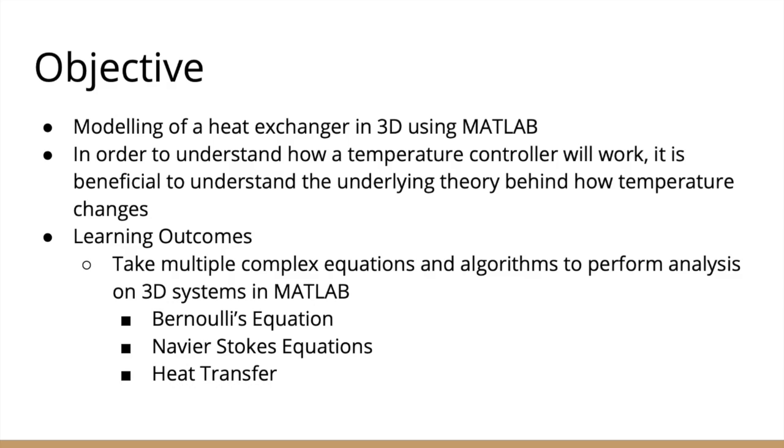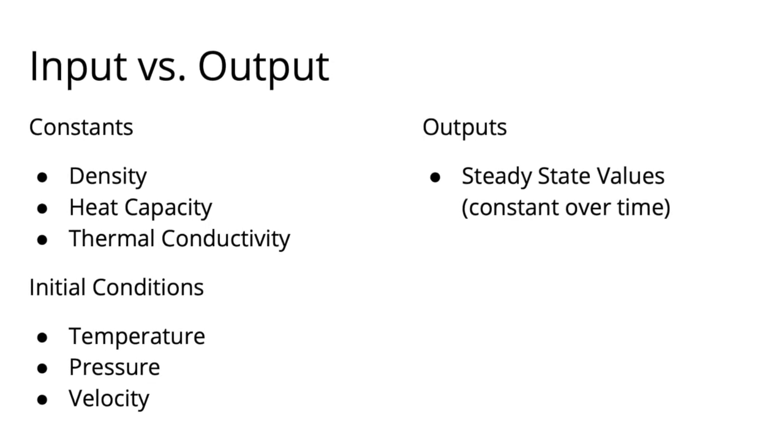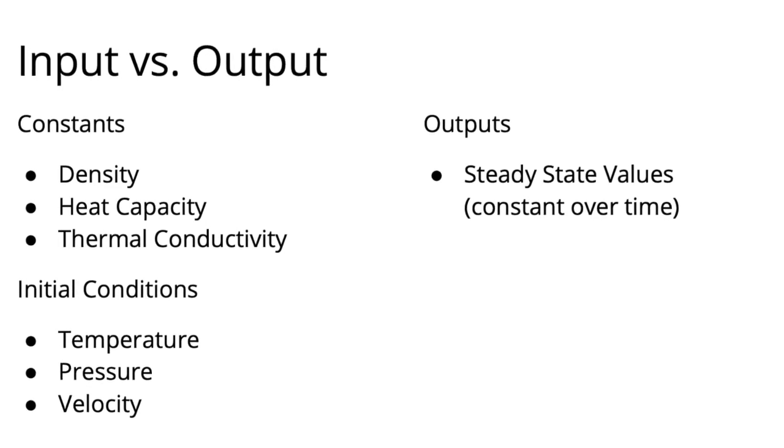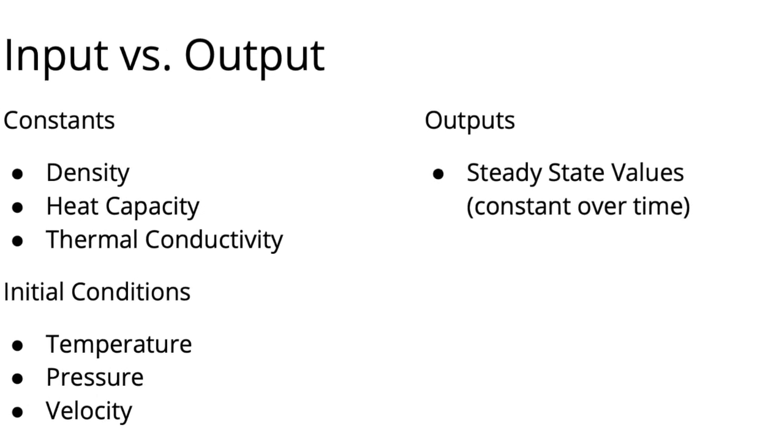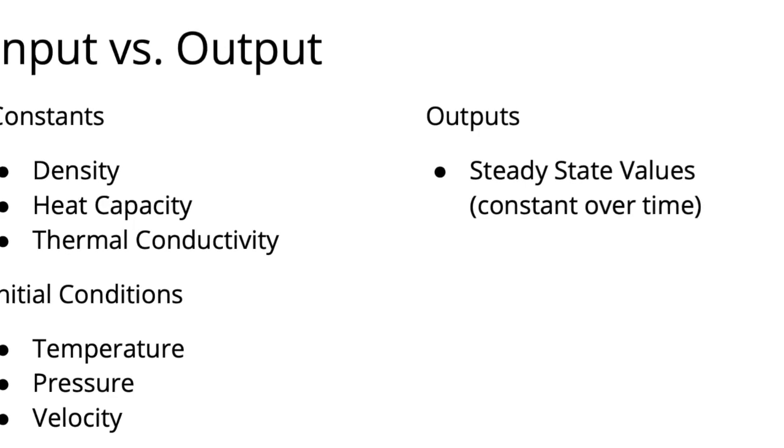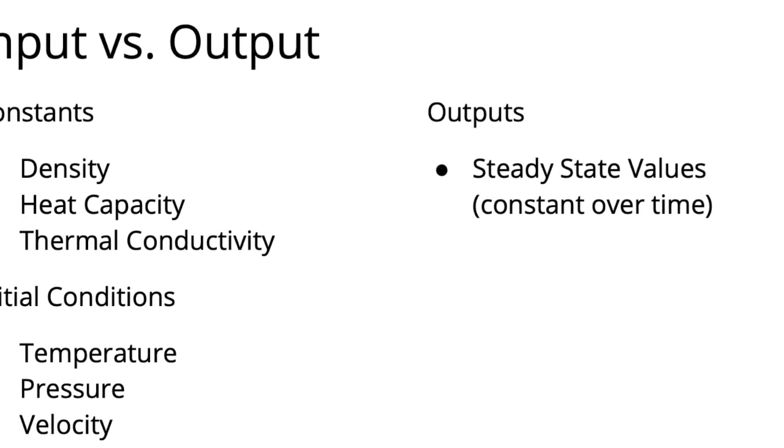In practical engineering, most heat exchangers are controlled autonomously. In order to understand how a temperature controller will work, it is beneficial to understand the underlying theory behind how temperature changes. Therefore, we developed a MATLAB simulation of this phenomenon and hope to further students' understanding of thermodynamics behind a heat exchanger. Inputs are the physical constants such as density, heat capacity, thermal conductivity, and the initial conditions that are temperature, pressure, and velocity. The outputs are steady-state values which will remain constant over time.